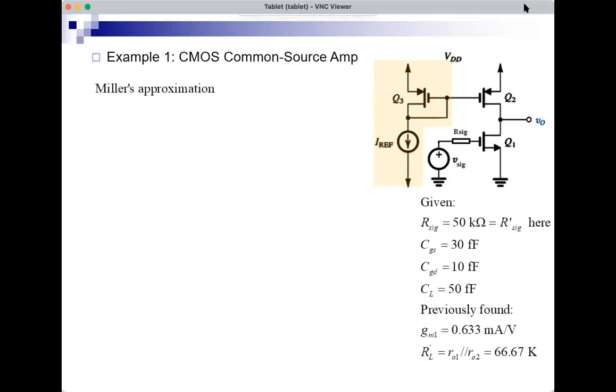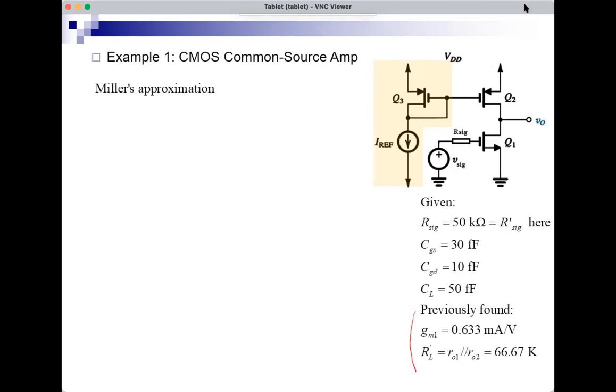Previously, as I said, we found the small signal parameters and the low frequency gain and output resistance. So previously we found gm for Q1, gm1, is 0.633 milliamp per volt. And what we are calling R prime L, which is ro1 parallel ro2, is 66.67K.